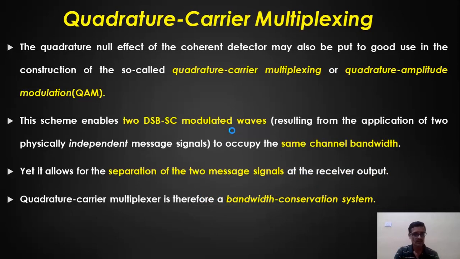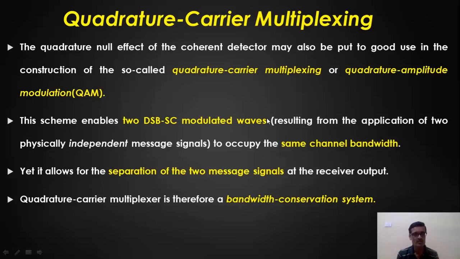Now, in the Costas receiver, whatever I explained in my previous video, if you have seen, the quadrature null effect can be overcome by using that coherent or Costas receiver. The same concept can be extended even here for quadrature carrier multiplexing. This quadrature carrier multiplexing is also called quadrature amplitude modulation, because this process is a type of double sideband suppressed carrier signal only. The output we get here is two independent DSB SC signals, by modulating using a quadrature carrier.